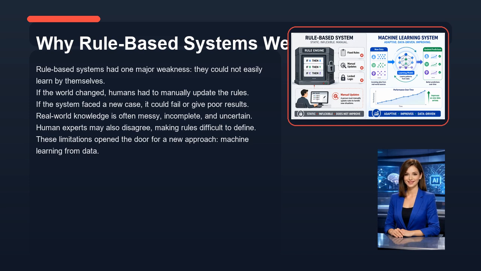Real-world knowledge is often messy, incomplete, and uncertain. Human experts may also disagree, making rules difficult to define. These limitations opened the door for a new approach: machine learning from data.